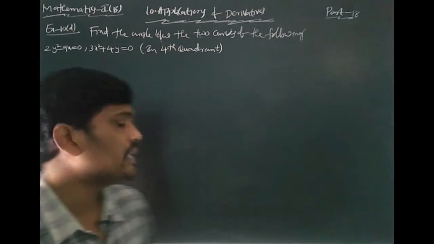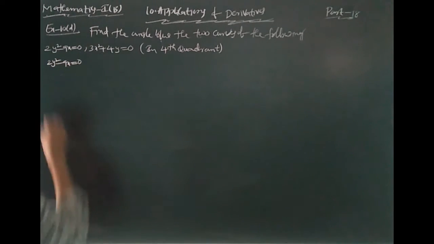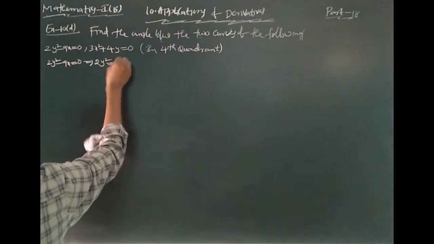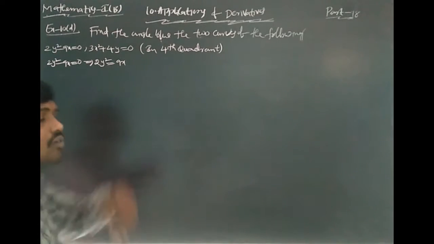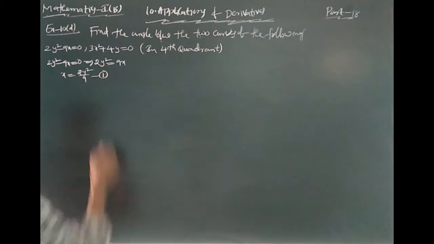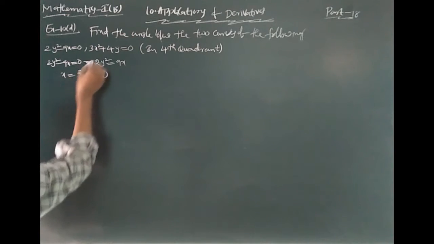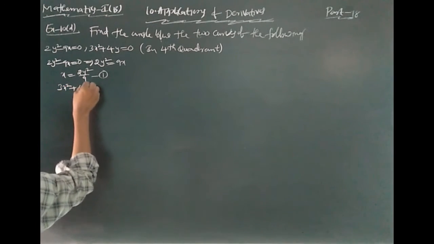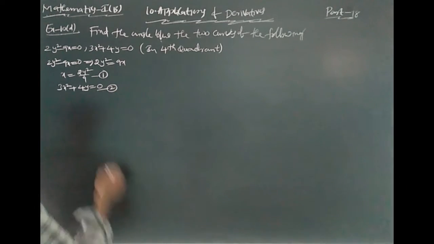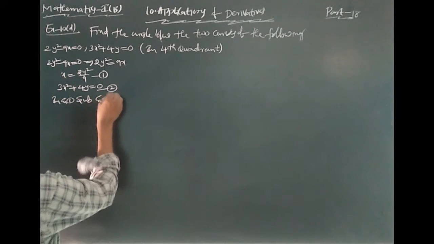First of all, students, take 2y square minus 9x equal to 0. In this equation, you can write 2y square equal to 9x, then x is equal to 2y square by 9. Suppose this is equation 1. Now take 3x square plus 4y equal to 0 as equation 2. In equation 2, substitute equation 1.